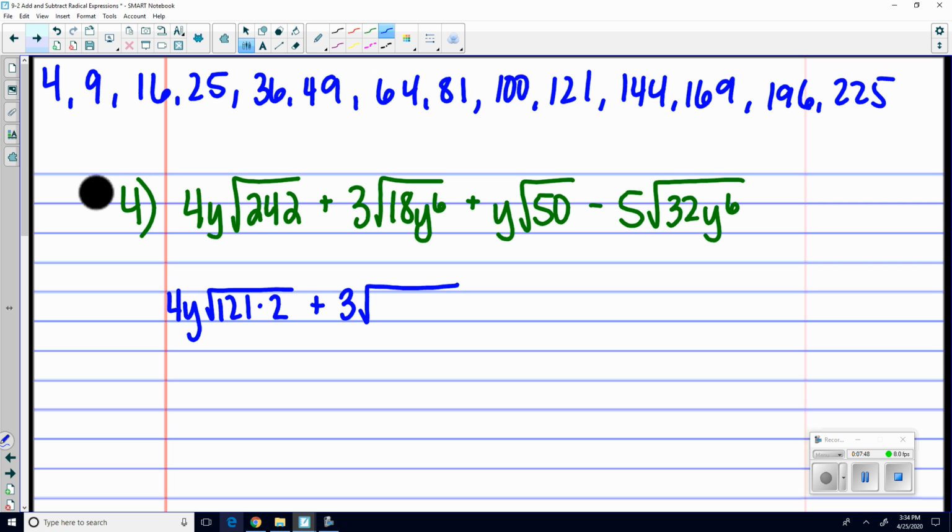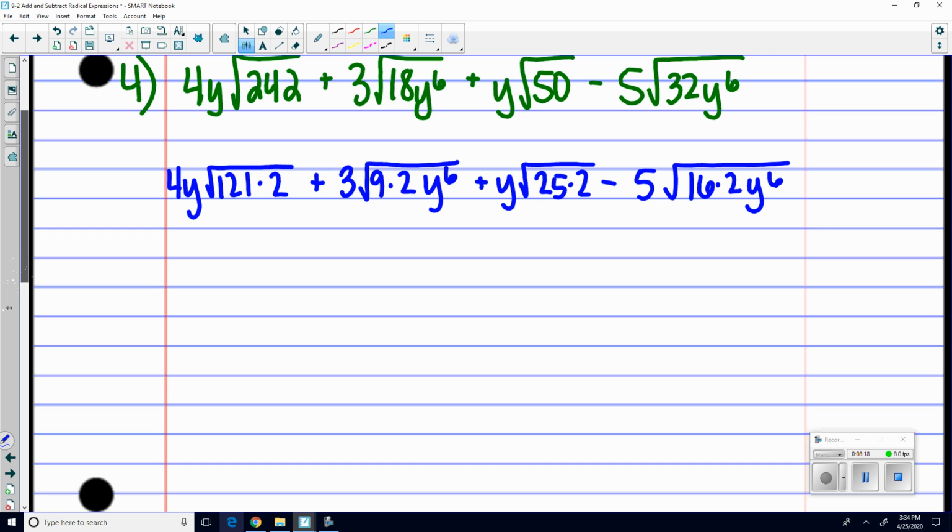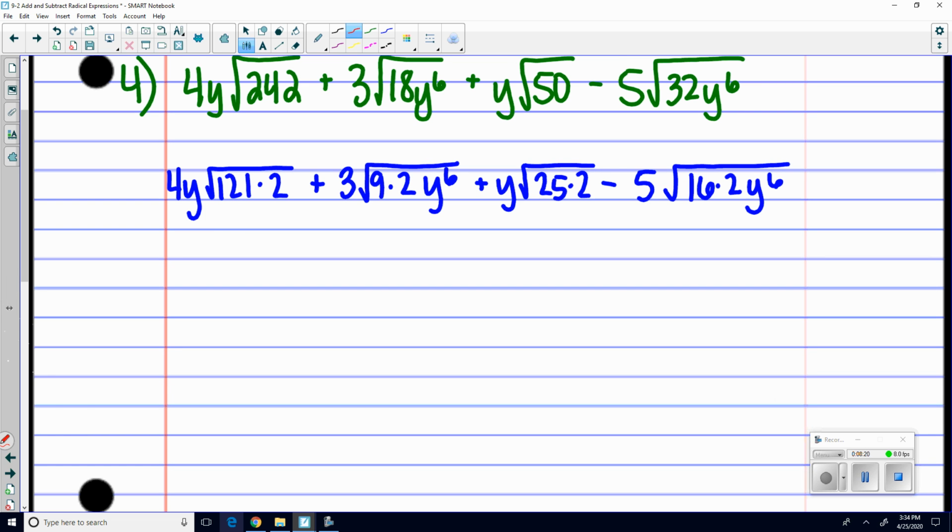Let's fix the 18. That's 9 times 2. And remember, we can pull out even numbered powers, and y to the 6 is even, so we'll be able to pull that out. Plus y to the square root of 50, that's going to be 25 times 2, because that's the biggest perfect square up there that I can pull out. Minus 5. 32's perfect square would be 16 times 2. Y to the 6th. All right, it's going to get a little messy, so I'll try to write as neat as possible for you. Let's fix these.